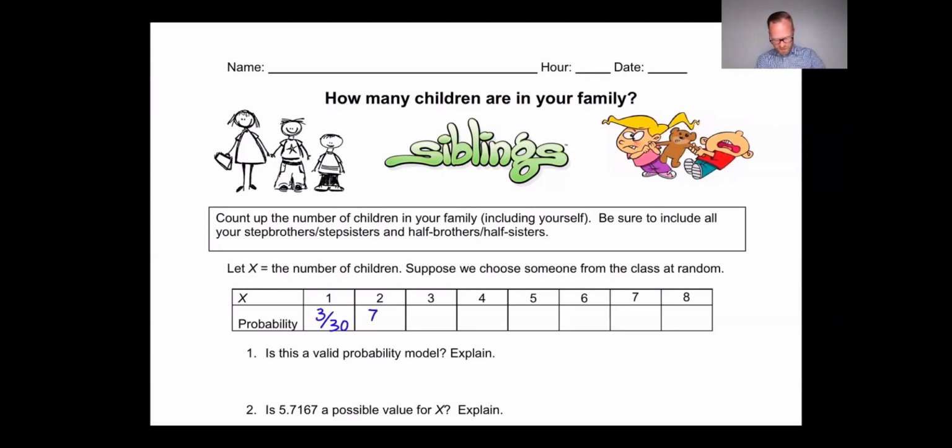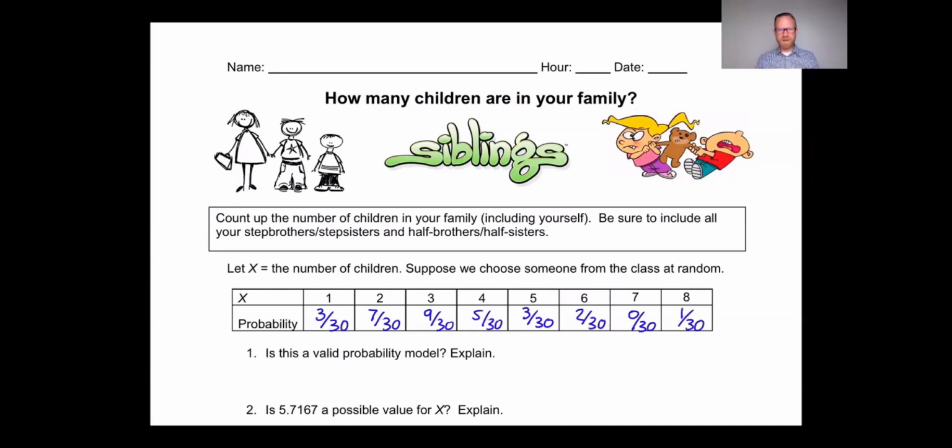For 2, there were 7 out of 30. For 3, there was 9 out of 30. For 4, there was 5 out of the 30. For 5, there was 3 out of 30. For 6, there was 2 out of the 30. There was nobody who had 7 in their family. And then 1 student who had 8 siblings total.